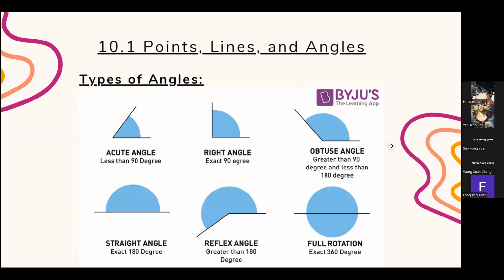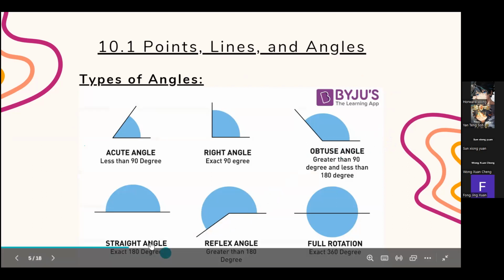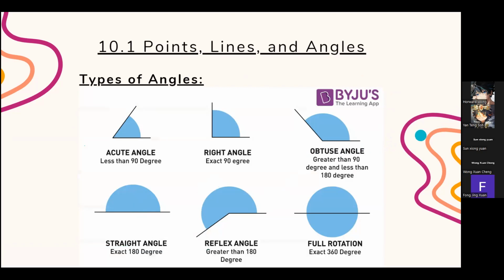Here are some types of angles. Acute angle: less than 90 degrees. Right angle: exactly 90 degrees. Obtuse angle: greater than 90 degrees but less than 180 degrees. Straight angle: exactly 180 degrees. Reflex angle: greater than 180 degrees. And full rotation: 360 degrees.